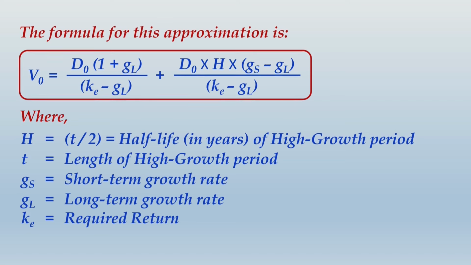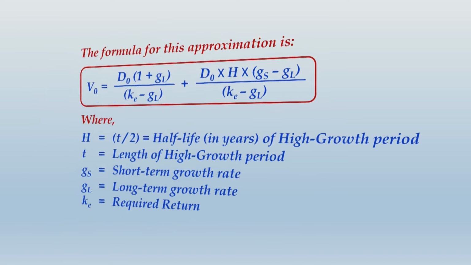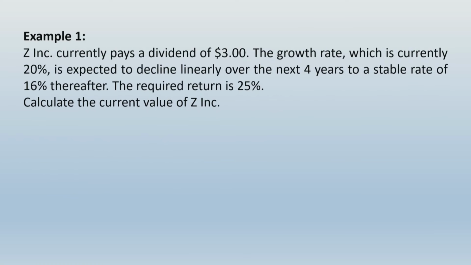Alright friends, once you have completed writing this whole thing, let us take up an example to understand the application of the H model. That is example number one. See what is given here. Z Inc. currently pays a dividend of $3. The growth rate, which is currently 20%, is expected to decline linearly over the next 4 years to a stable rate of 16% thereafter. The required return is 25%. Calculate the current value of Z Inc.